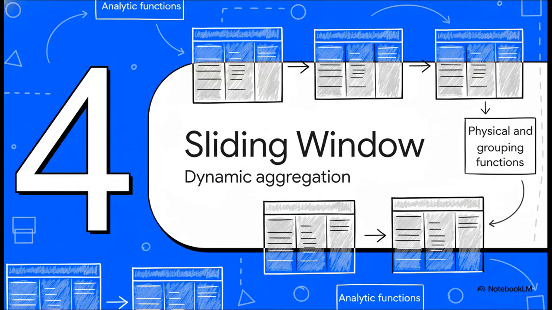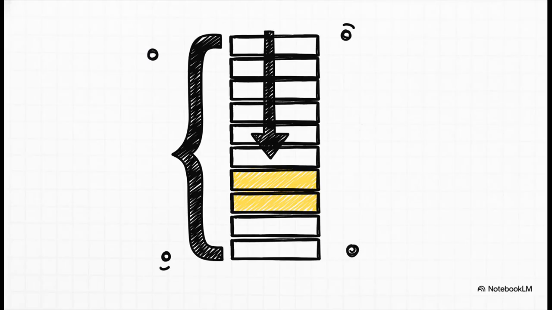Let's keep the momentum going with Section 4, Mastering the Sliding Window. Okay, bear with me on this syntax. I know, it looks like a total mouthful. Range between unbounded preceding and current row. But here's the secret. This is actually the default windowing clause. When you use certain analytic functions and you don't explicitly specify the window, this is exactly what Oracle uses behind the scenes.